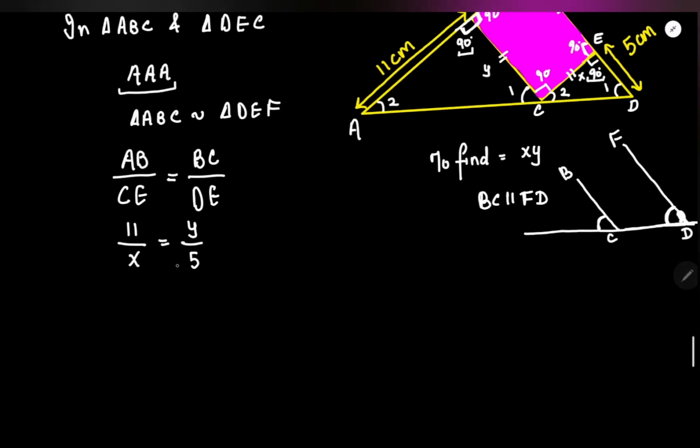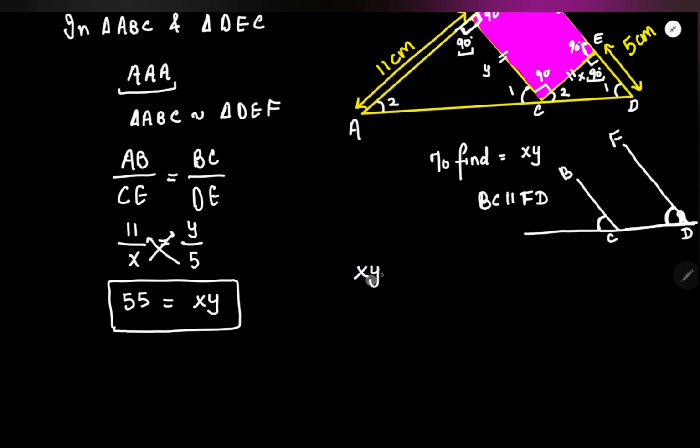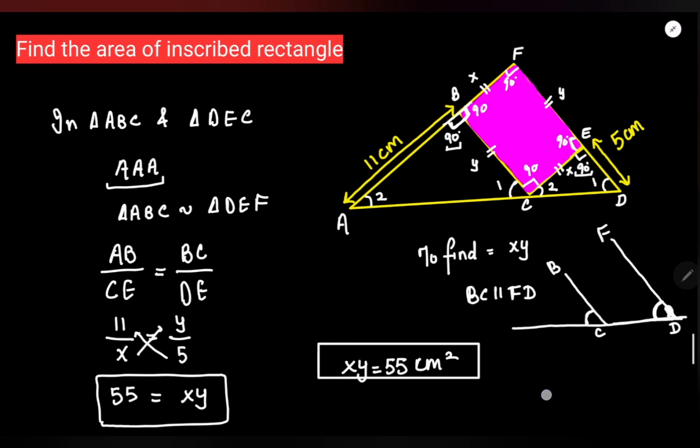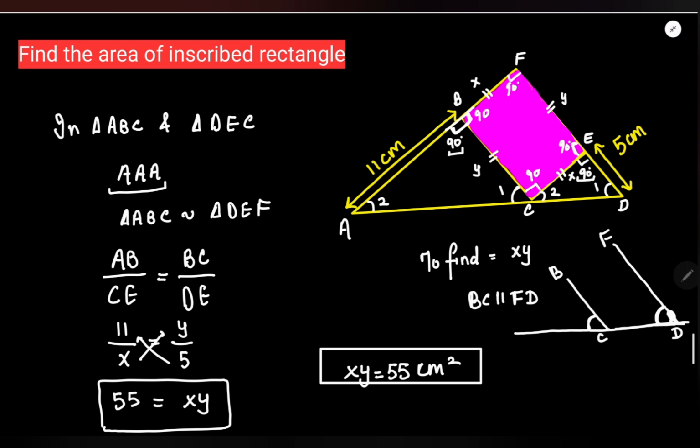Now when we cross multiply them, what will we get? 11 times 5 is 55, which is equal to xy. And we needed to find this only, xy. So we have found out that xy is equal to 55 centimeters square. I hope you understood this. We were supposed to find the area of this rectangle, and we have found it.